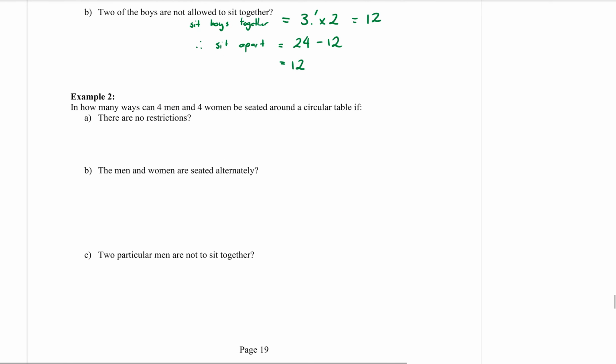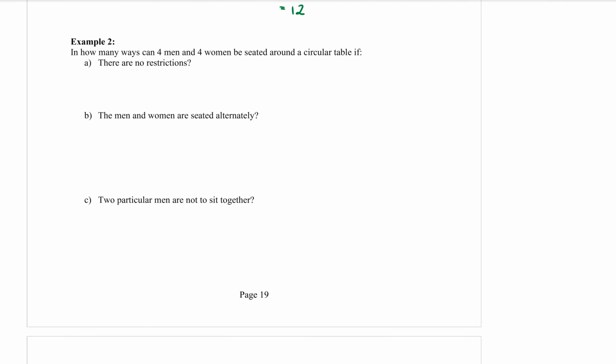Example 2. In how many ways can 4 men and 4 women be seated around a circular table if there are no restrictions? The 4 men and 4 women part is not important here. We have 8 people. That's all we have to worry about. So I just want to put 8 people around a circle. Subtract 1, so 7 factorial ways of doing that, which is 5,040.